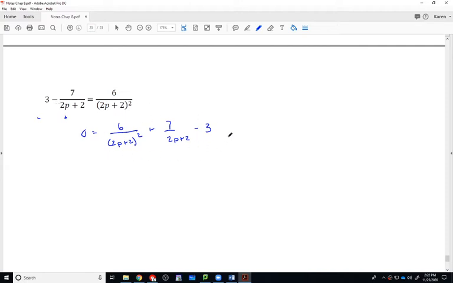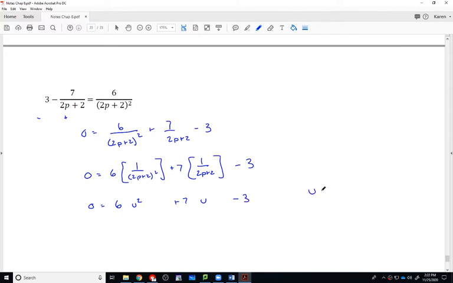Now, to help you understand what the variable is going to be, I'm going to write these numbers as coefficients, out front. This would be 6 times 1 over 2p plus 2, all squared, plus 7 times 1 over 2p plus 2, minus 3. So that you can see that this would be 6u squared plus 7u minus 3. So my u is 1 over 2p plus 2.